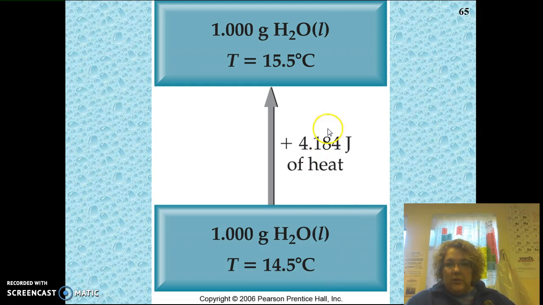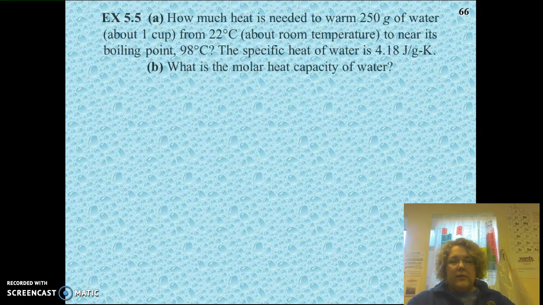Alright, so there it is visually. It takes that much energy to change a gram of water, just to warm it up by 1 degree. That's why your pool's still cold when it's hot outside. Alright, so let's do a math problem.